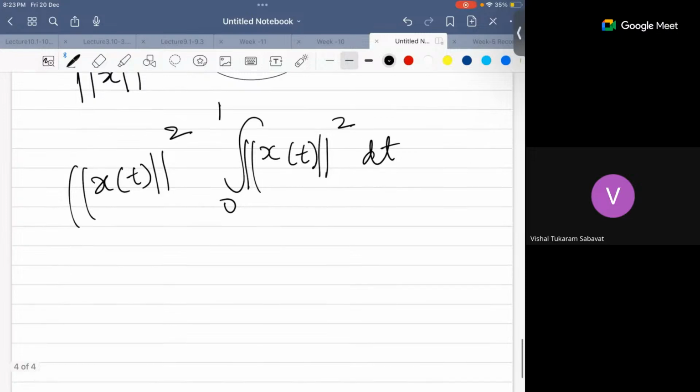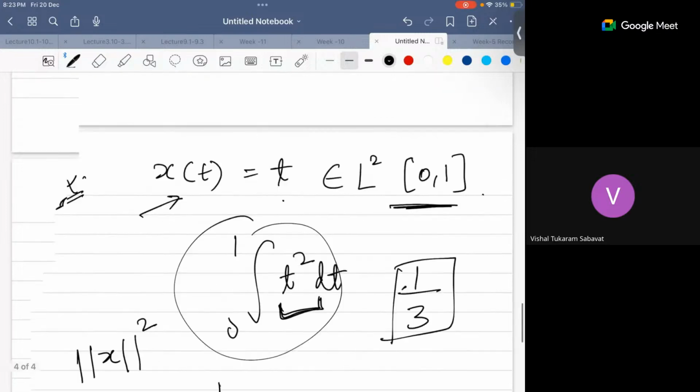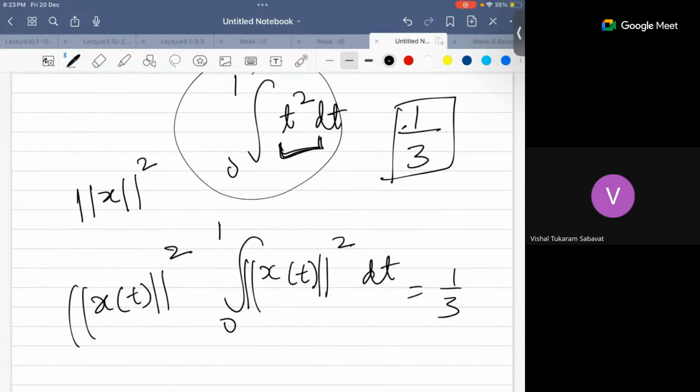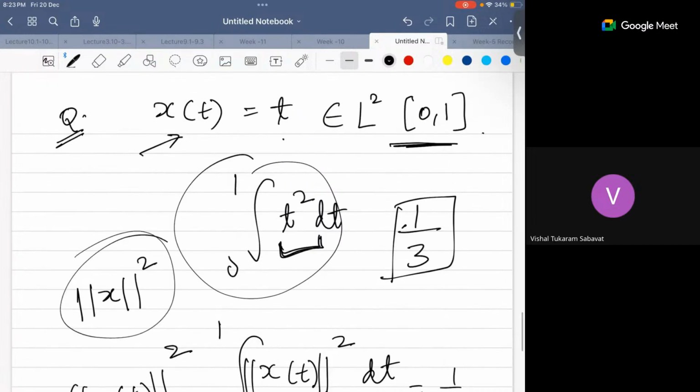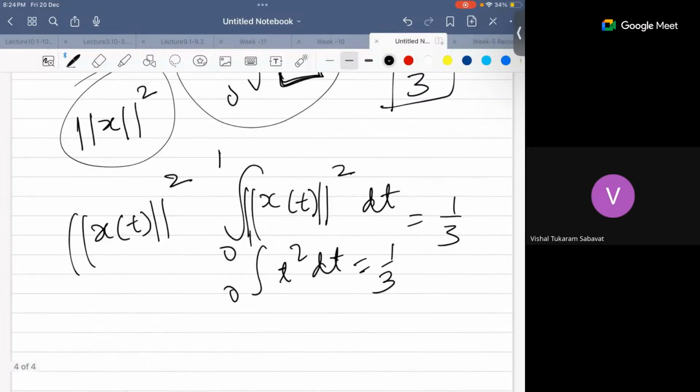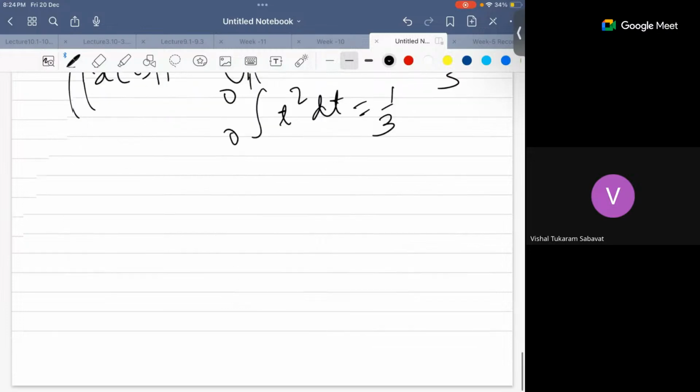So here the value you'll be getting is the same, right? 1 upon 3. This is what we did in the starting also: xt, whatever was given to you, t square, integration 0 to 1 dt. So here you are getting 1 upon 3, right? So if you have been asked to calculate the norm for the signal, you can directly calculate it. Is it clear? Yes, sir.